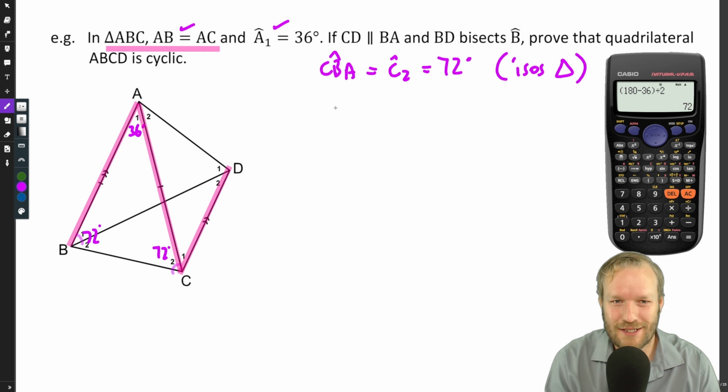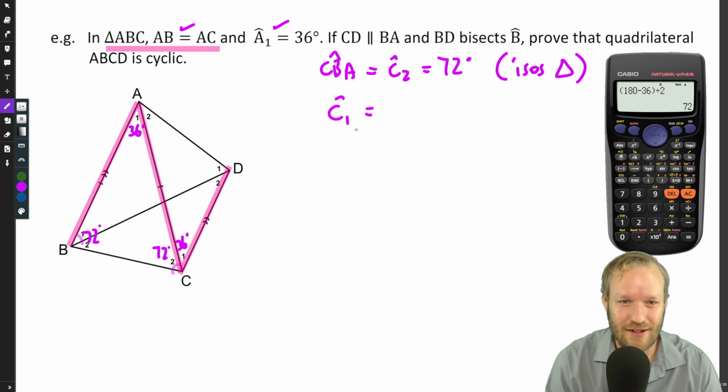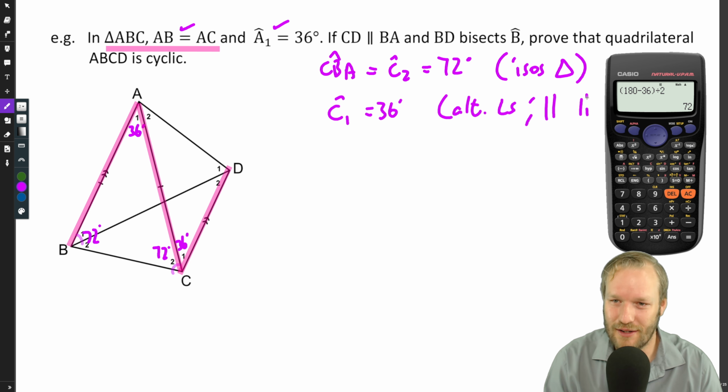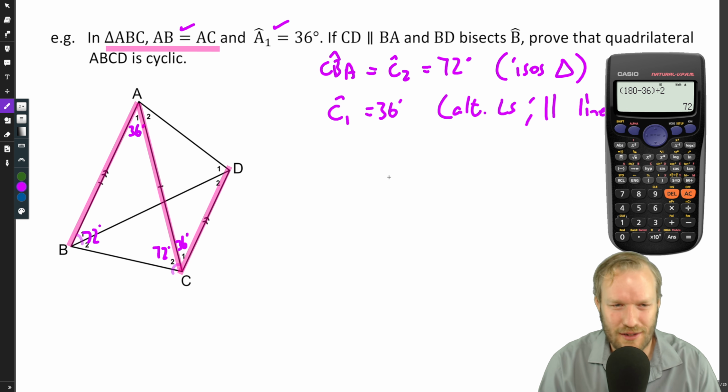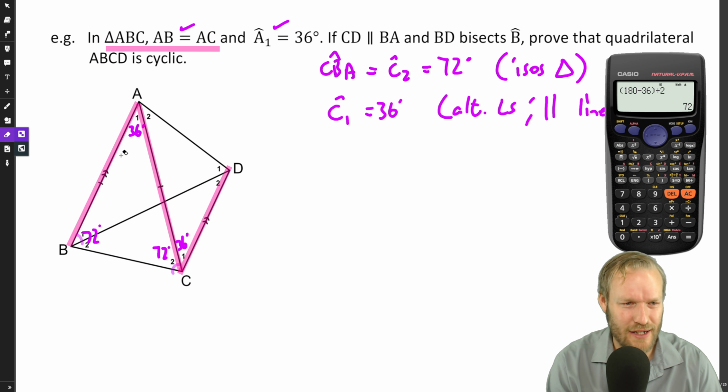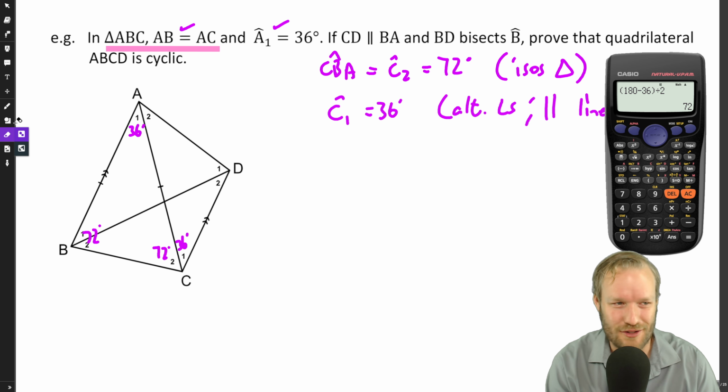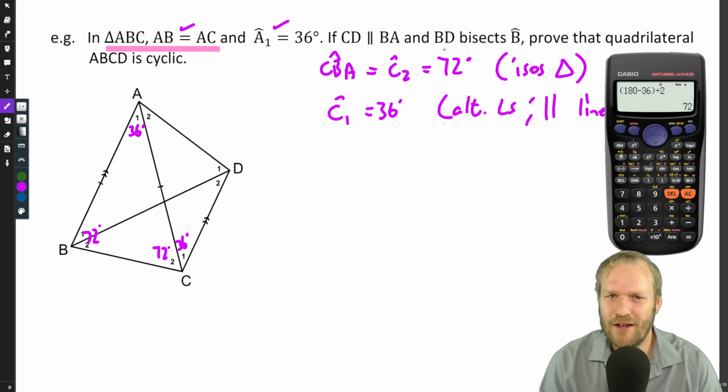C1 is equal to, what did we say? It is 36 degrees because of those parallel lines. So we've got alternate angles on parallel lines. Okay, cool. Well, that may or may not be useful. And as I said, it'd probably be wiser to have read through the full question rather than just putting these down. Okay, so it says, and BD bisects B.